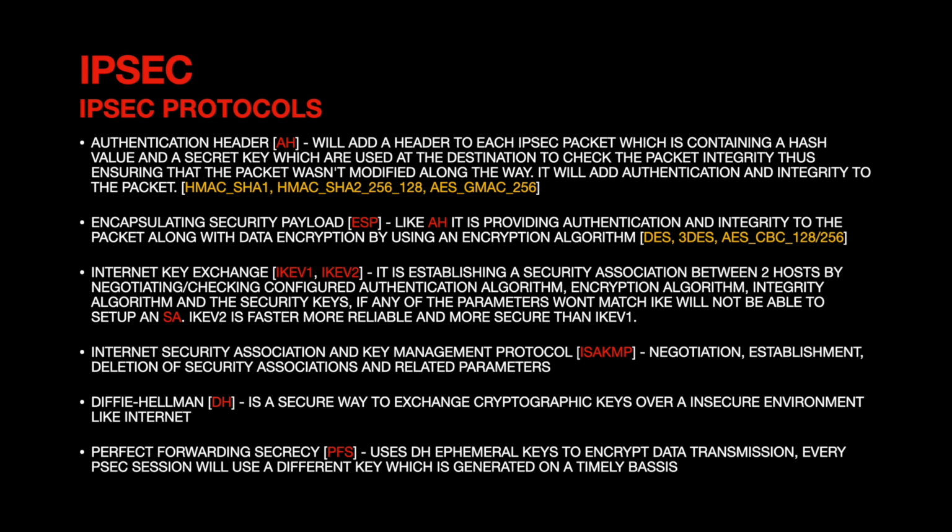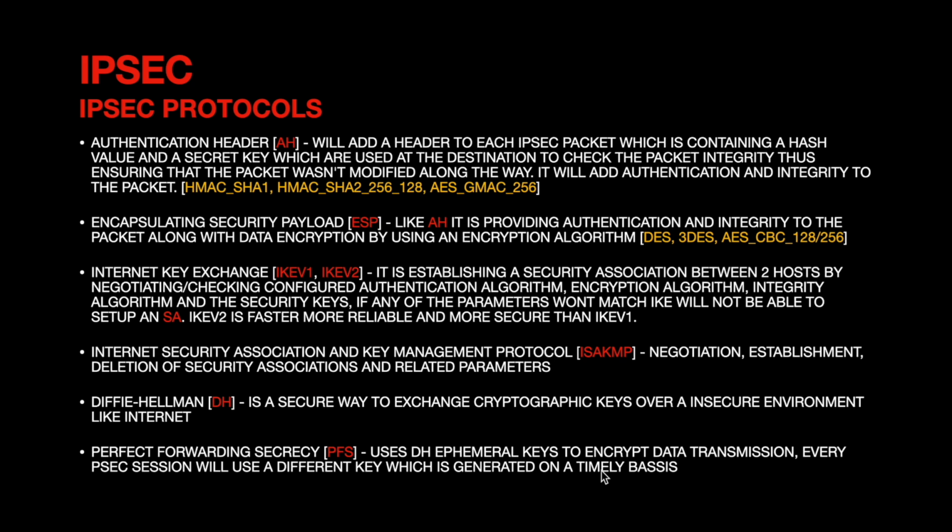Also, we have ISAKMP, which is Internet Security Association and Key Management Protocol. ISAKMP is basically a component of IKE, which handles negotiation, establishment, and deletion of security associations and related parameters. We have the Diffie-Hellman group, which is also a part of IKE. Diffie-Hellman is a secure way to exchange cryptographic keys over an insecure environment. The internet is one example of those insecure environments.